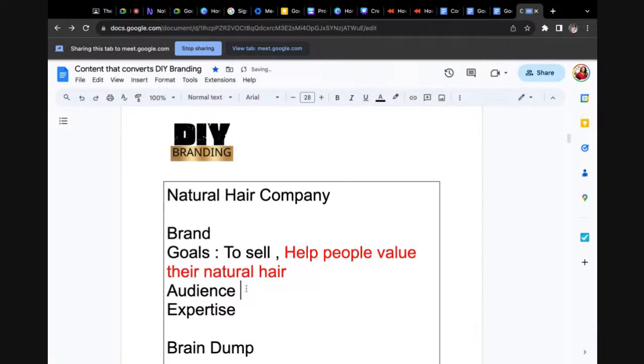So, help people to value their natural hair. So we know that their target audience is black women, right? So that's just what we're saying. But what makes them different? What's their expertise? What is the thing that makes them different? What is the expertise of these people?